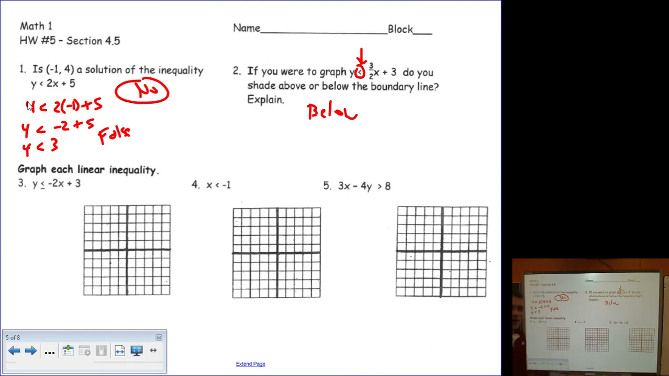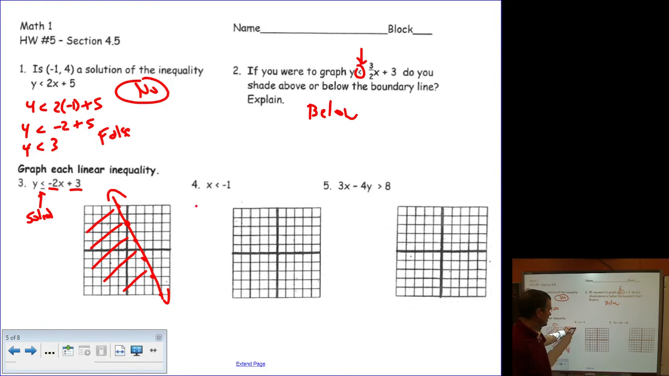All right, number 3 is already in slope-intercept form, so I can go ahead and graph the y-intercept at 3. And the slope is down 2, right 1. And I can go ahead and draw my line. The or equal to makes it a solid line. And because it is less than, I'm going to shade below. And I'm done.